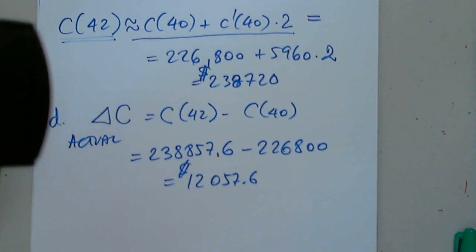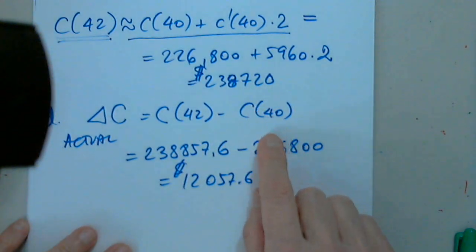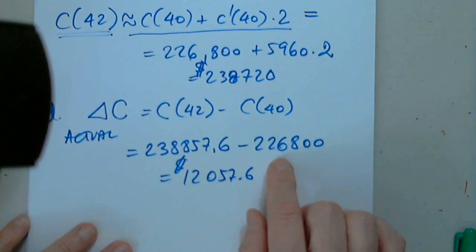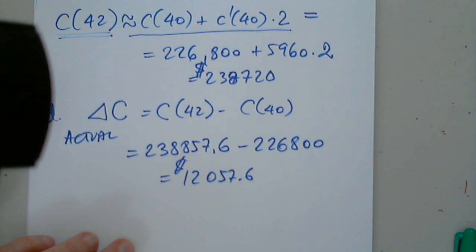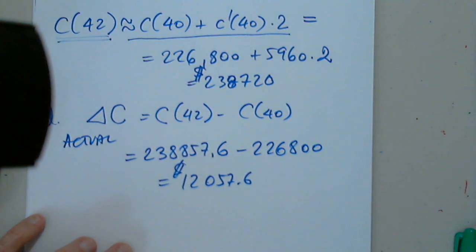Okay. Let me see how I am on time. Okay, perfect time. I had to get out of my chair for a second, but I missed the part where you went to the final answer. It was 238,857.6 minus 226,800. Where did you get the C of 42 from? Because on my paper it was 238,720.